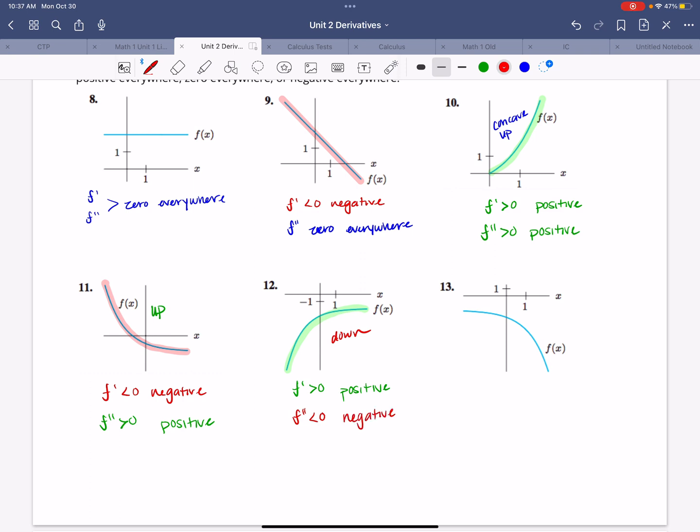Finally, number 13, my function is decreasing, and my function is concave down, which means that my first derivative is going to be less than 0, and my second derivative is also going to be less than 0.